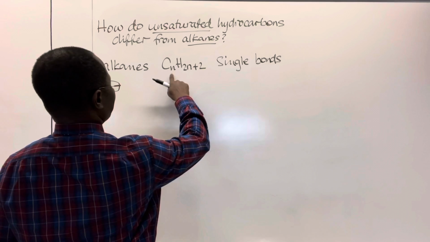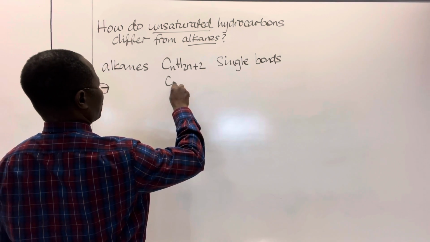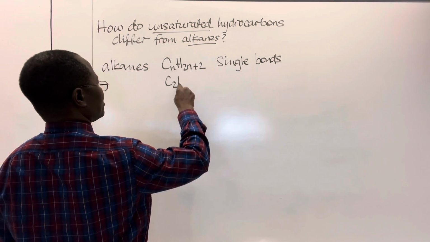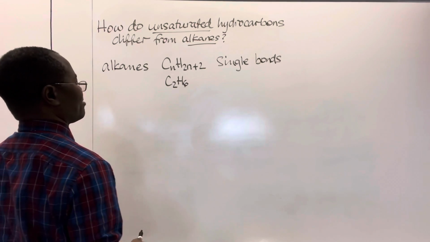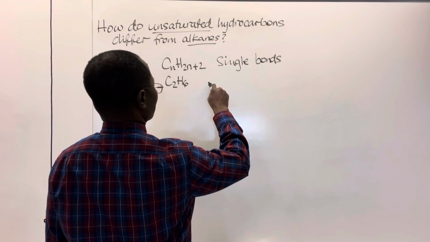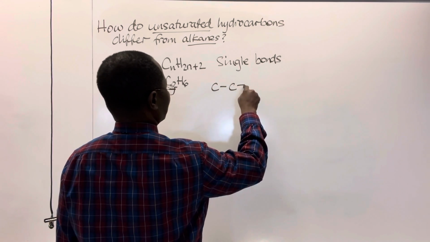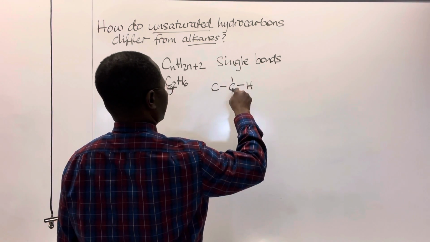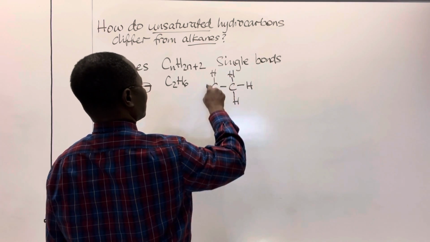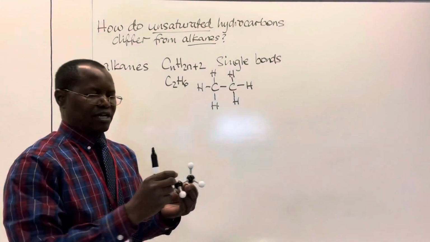For example, if n equals 2, the molecular formula will be C2H6. 2 times 2 is 4, plus 2 is 6. So there will be 6 hydrogens here, and the structure will look like this. There will be 2 carbons connected by a single bond, and each carbon will be connected to 3 hydrogens, because there are 6 hydrogens here.